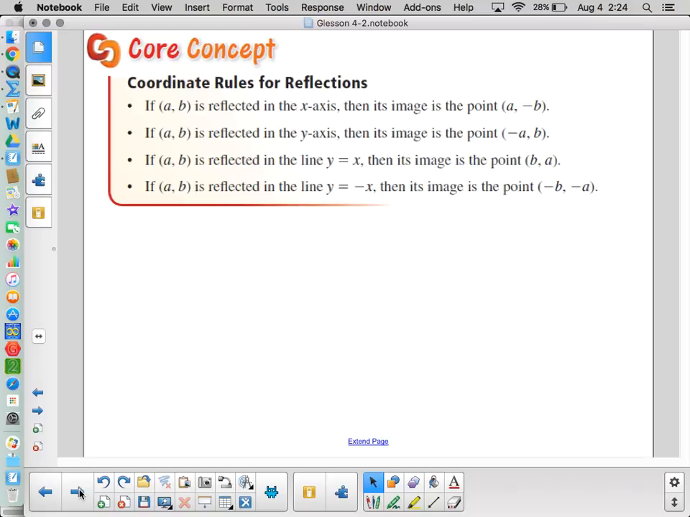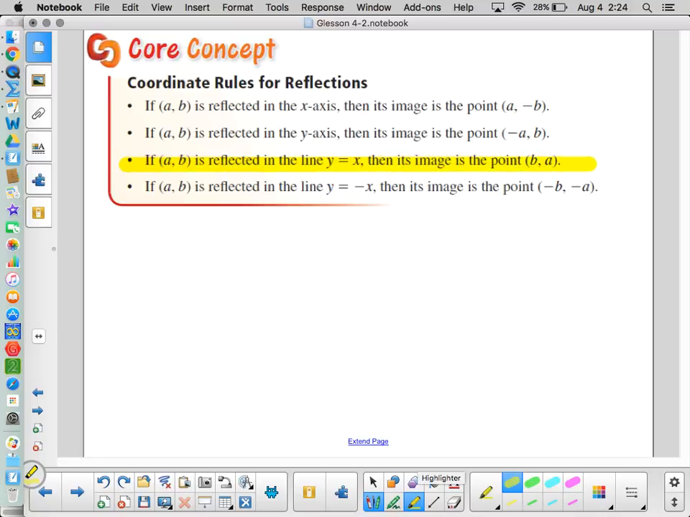And that's what we see here. Specifically, we're looking at, right now, this rule. If we're reflecting in the line y equals x, and every point (a, b) goes to the point (b, a), we simply switch the x and y coordinates when we reflect in the line y equals x.